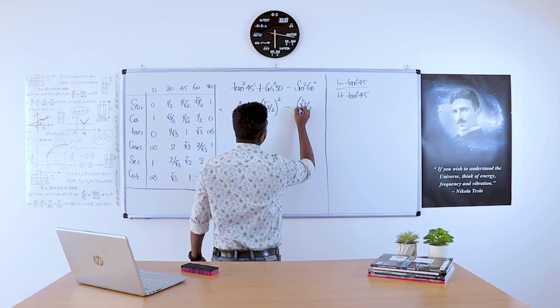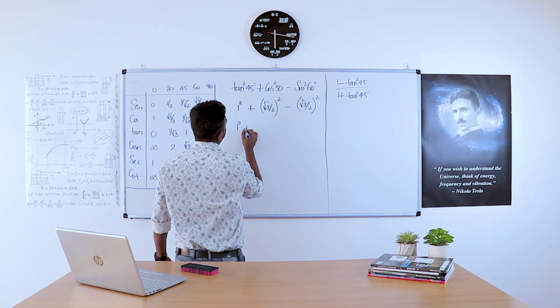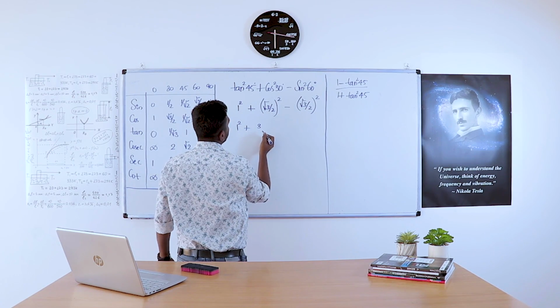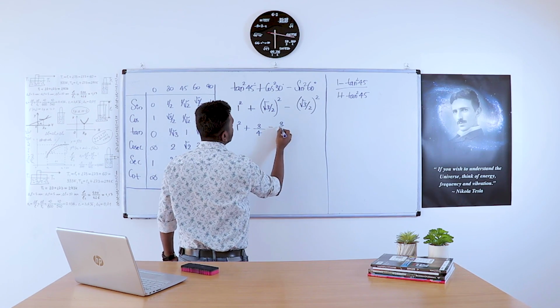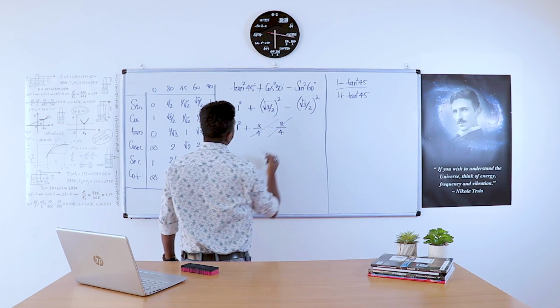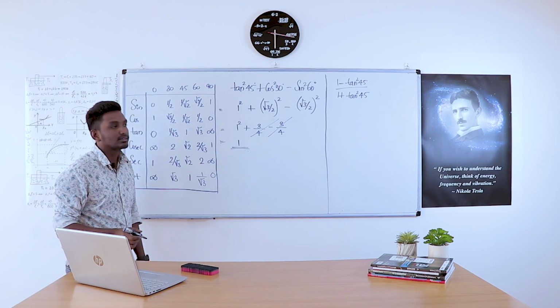Then square it. That is equal to 1 square plus root 3 by 2 the whole square. Root 3 square becomes 3, by 2 square becomes 4, minus again root 3 square becomes 3, by 2 square becomes 4. What happens? 3 by 4 minus 3 by 4 cancels each other. 1 square is 1. So the answer is 1.